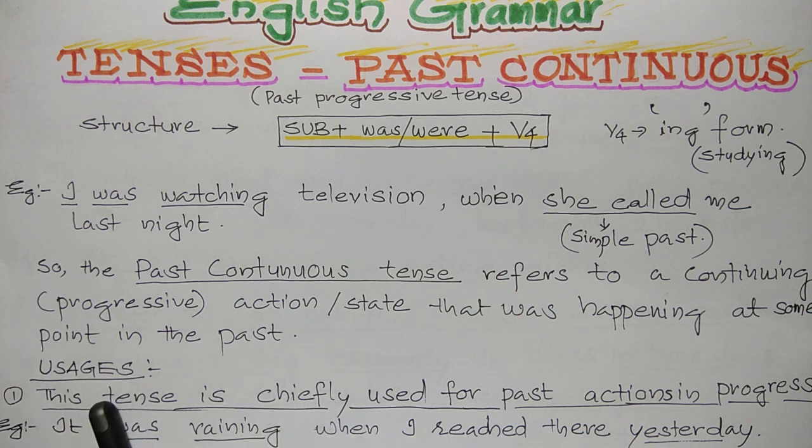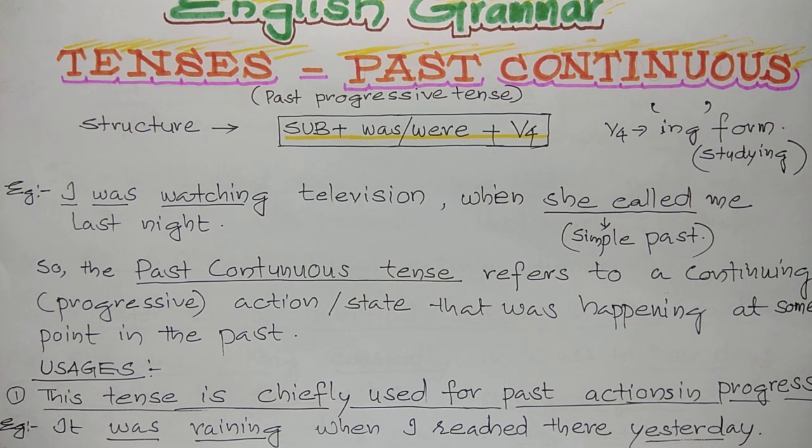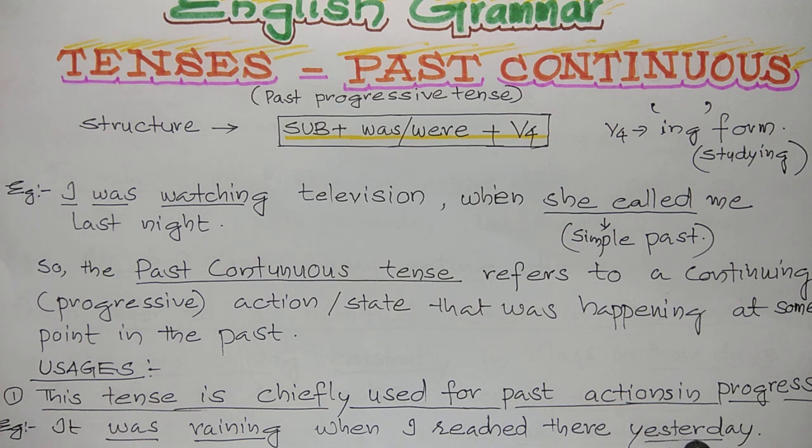Now let's see the usages of past continuous tense. First one, this tense is chiefly used for past actions in progress, that we have already discussed. This shows the past actions in progress. See the example. It was raining when I reached there yesterday. I reached there yesterday, so at that time it was raining.